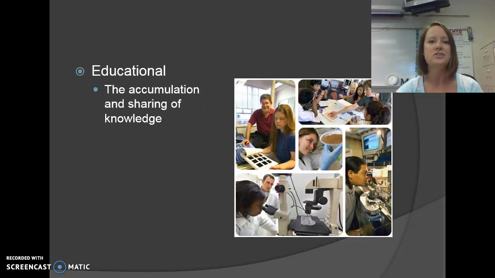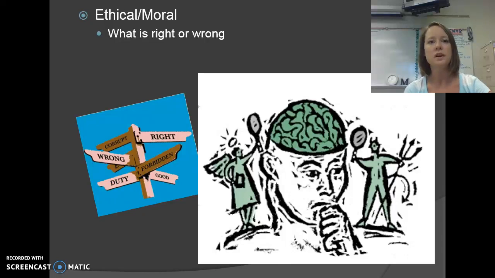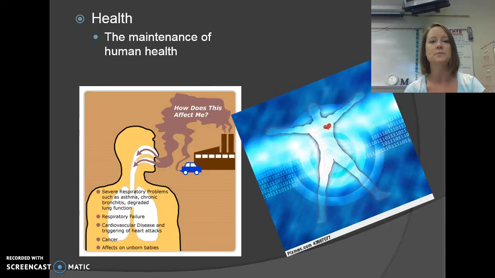We look at the educational aspect. What have we learned from some of these events in our environmental history? How can we share the knowledge and get the word out about some of these issues? Also, what's right or wrong? We look at the ethical and moral aspects when we try to decide, what should we as humans do to protect other species that can't protect themselves?